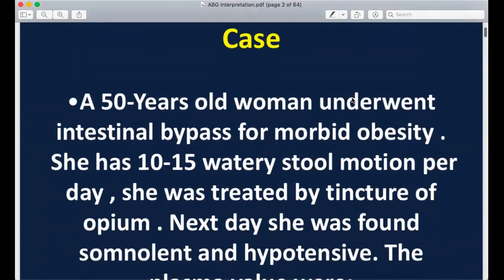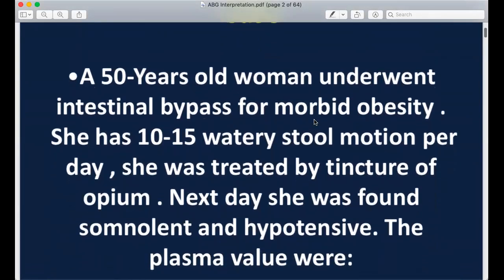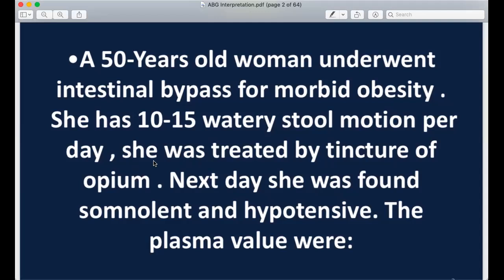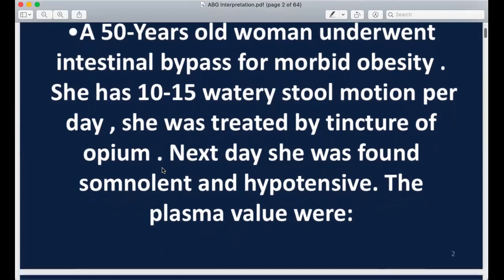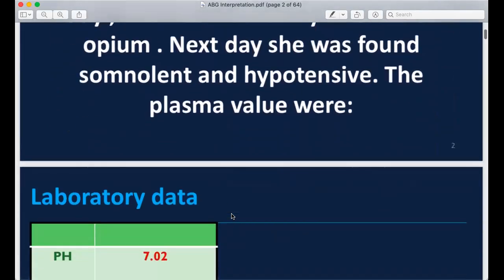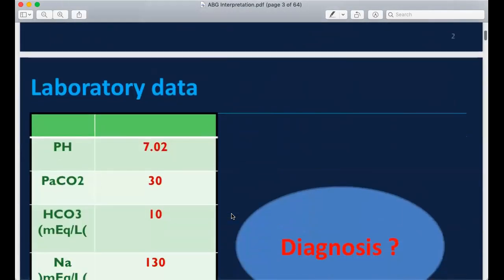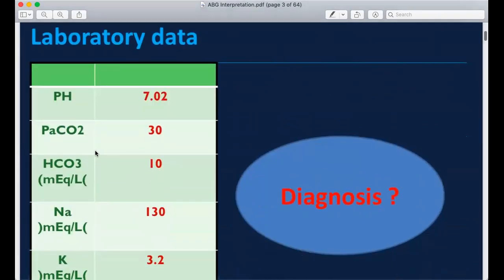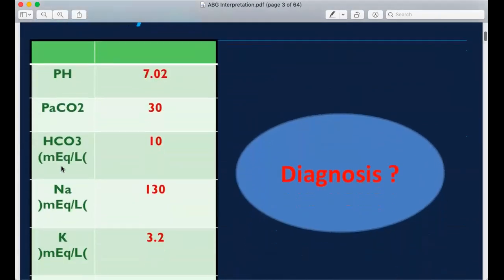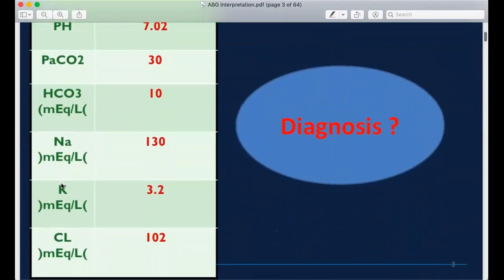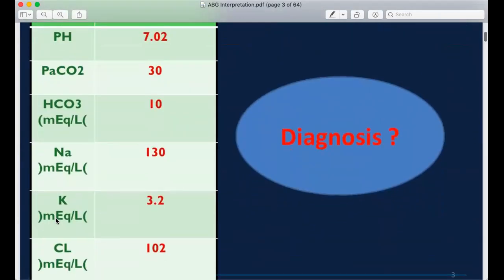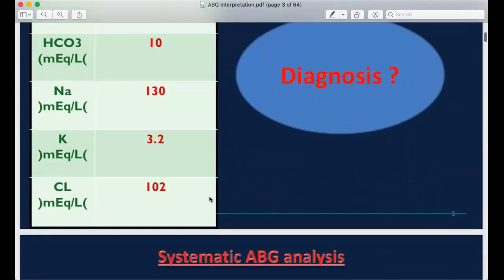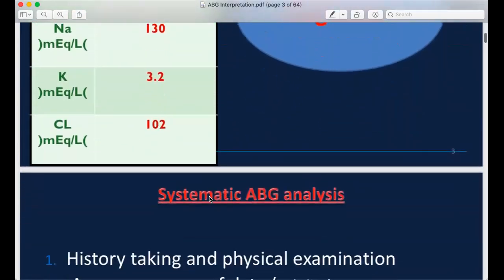A 50-year-old woman underwent intestinal bypass for morbid obesity. She has 10 to 15 watery stools per day. She was treated with tincture of opium. The next day, she was found somnolent and hypotensive. The plasma values were, so we are going to get the laboratory values, which show pH, PaCO2, HCO3, sodium, potassium, and chloride, and with this we are going to do the diagnosis. By the end of the lecture, we will see what the diagnosis is. You can post the diagnosis in the comments.